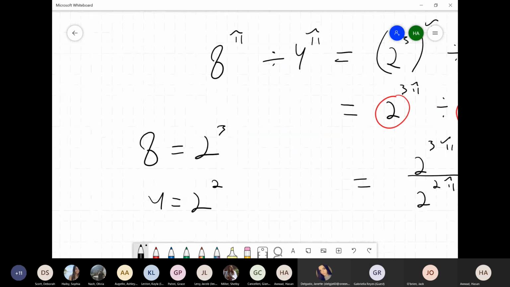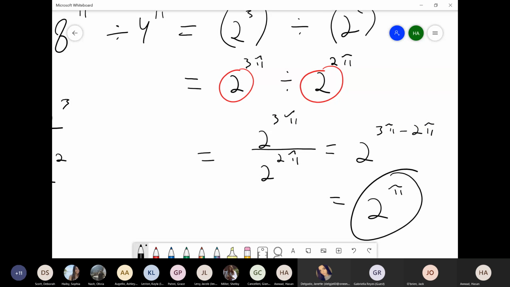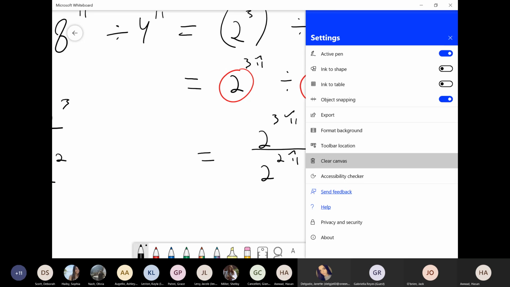So what you had to realize is that you could change both 8 and 4 to be bases of 2 and then go from there. But once I said that, hopefully you guys see it now a little bit more clearly: once you change things over to base of 2, things kind of fall out a lot more neatly. So if you have any questions on this, please let me know right now. Okay, guess we're going to move on then.